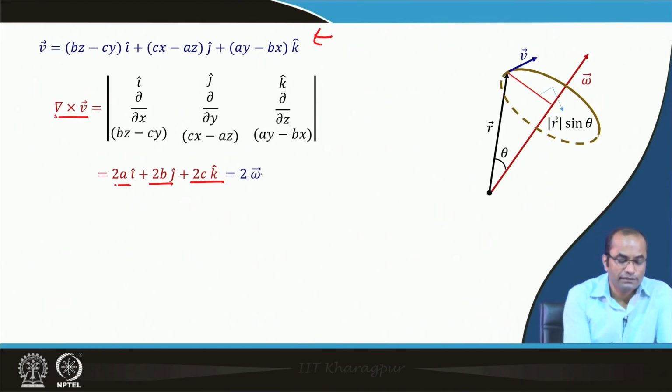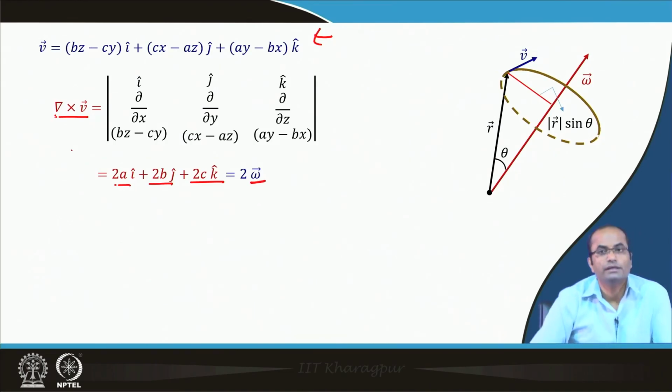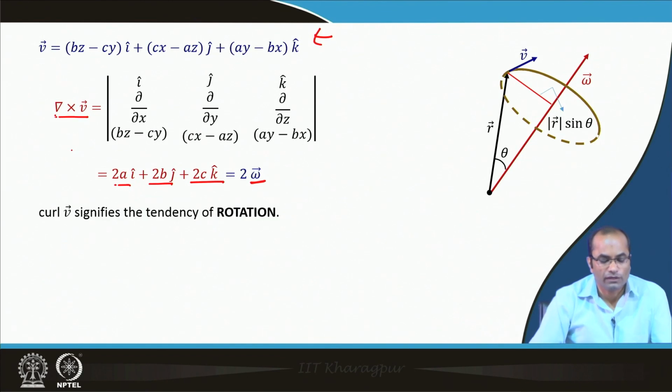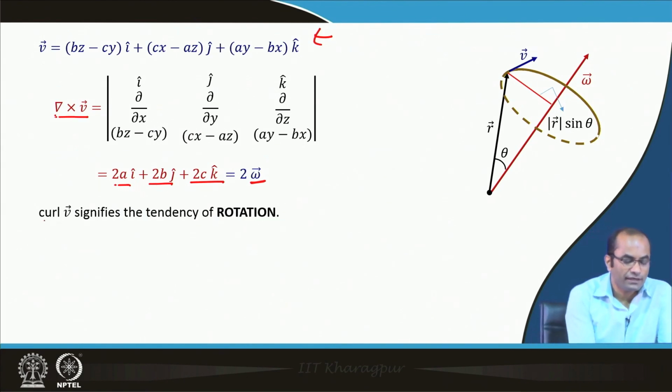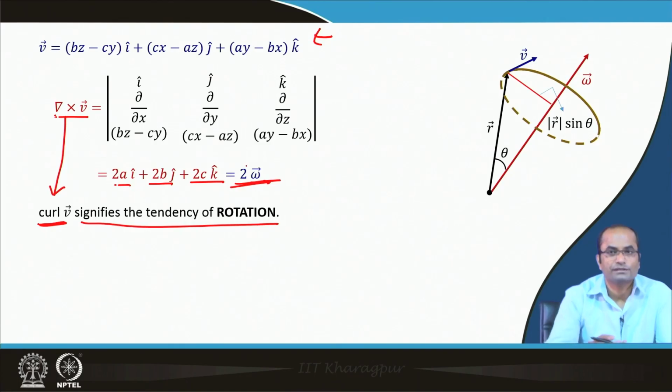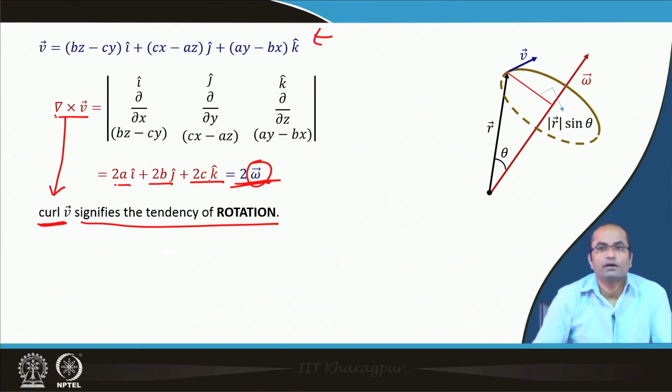So, what does that mean? That this is 2 times the omega. Here we have the curl v equal to 2 times this omega, which is the angular velocity. What it signifies is the tendency of rotation, because this is nothing but 2 times the rotational velocity, the angular velocity of that particle or that body there.